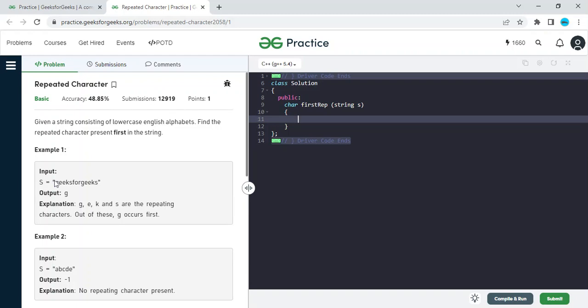Hello guys, so today I am going to solve the GeeksforGeeks problem of the day, Repeated Character. It is a very basic problem. I hope you can fully understand.